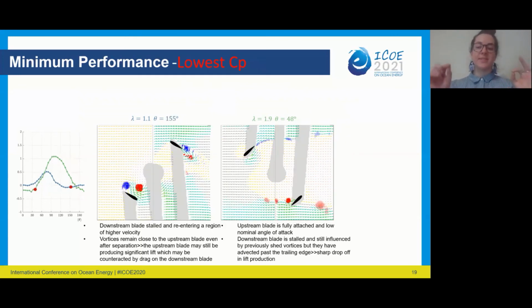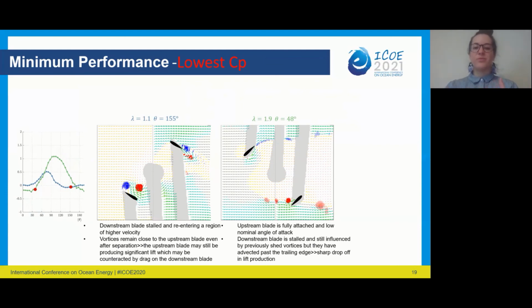Moving on to looking at the phases of minimum performance, we can see for the 1.1 case that the downstream blade is deeply stalled and re-entering a region of higher velocity, so it probably has a lot of parasitic drag. While on the upstream blade, the leading edge and trailing edge vortices, while separated, are still close to the blade and therefore might be contributing a little bit to lift or just a lot of drag. Either this is amplified or counteracted by the drag on the downstream blade. And since those vortices remain on the blade for a long time, they might explain why the minimum performance region is more of a long trough for 1.1.